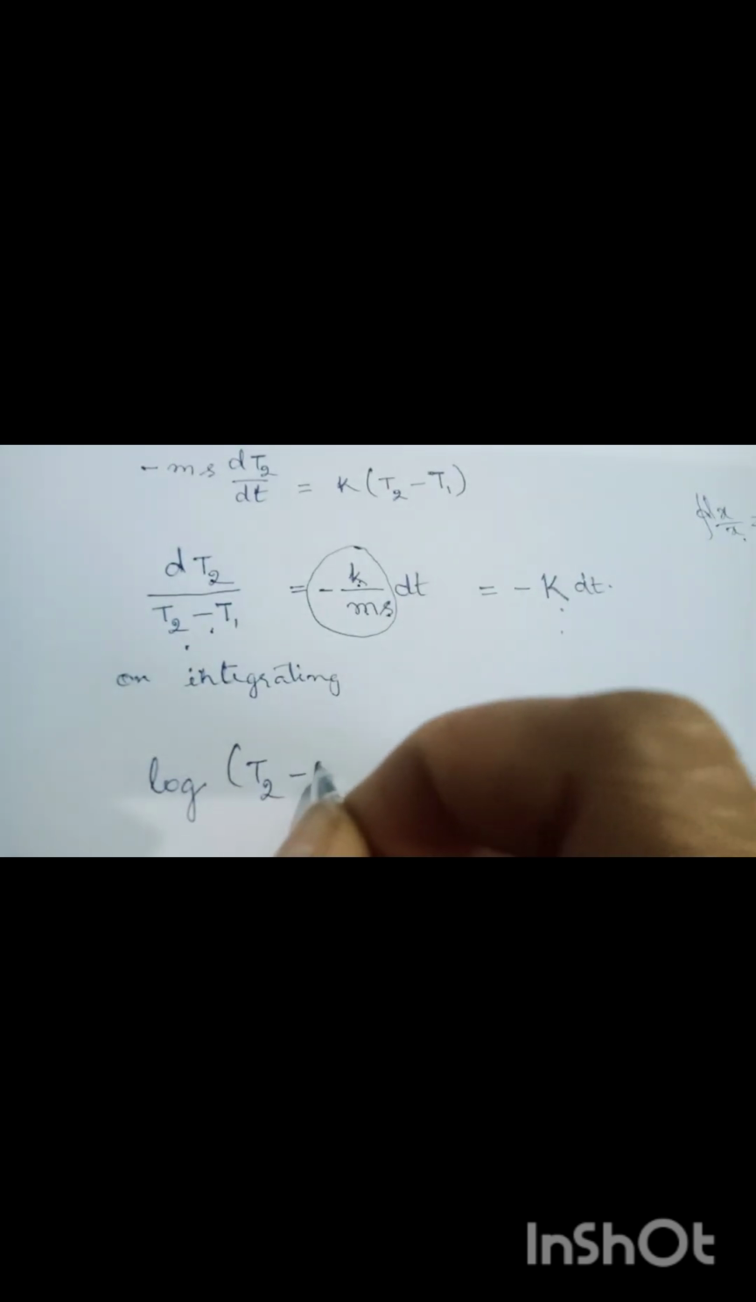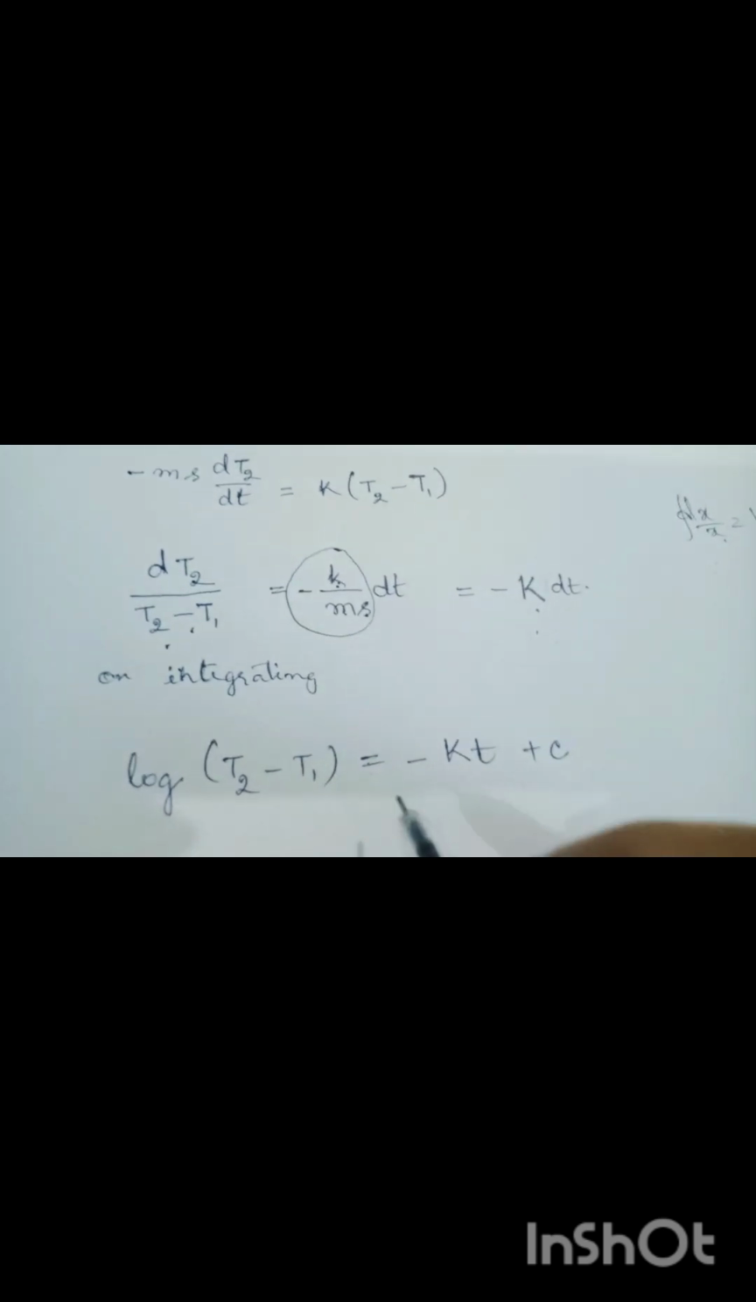I think all of you can integrate this equation, isn't it? The integral of dx by x is equal to log x. So this is similar to this expression. So we can write here log (T2 minus T1) is equal to minus K, integration of dt is equal to t, so minus K t plus a constant c.